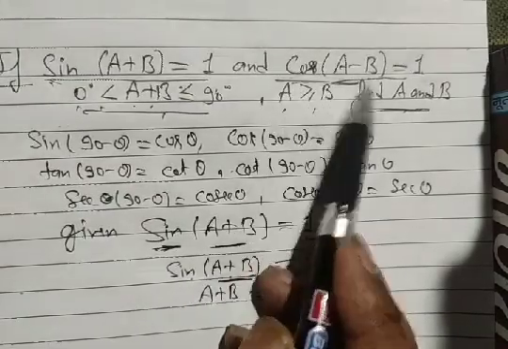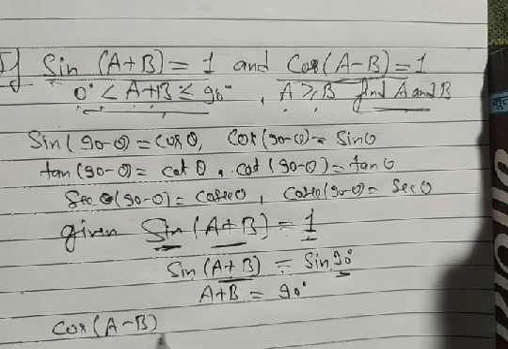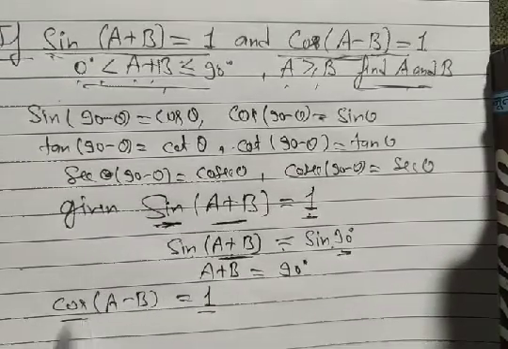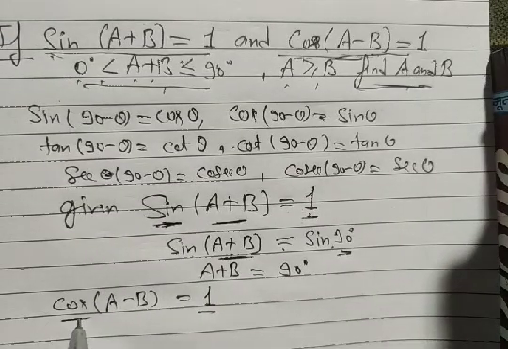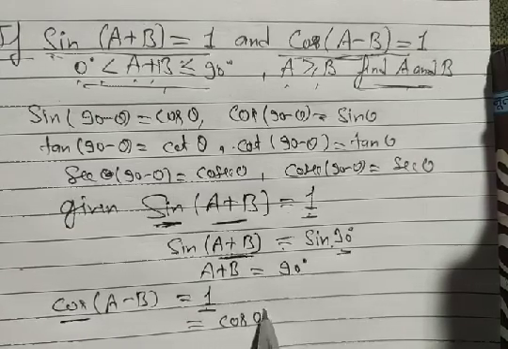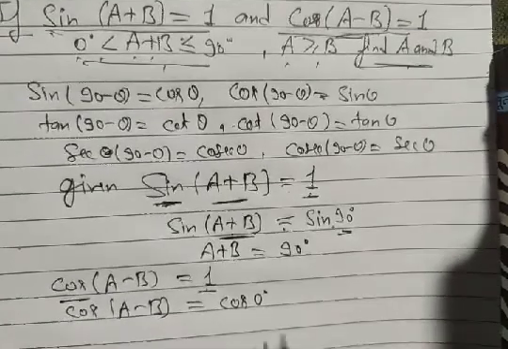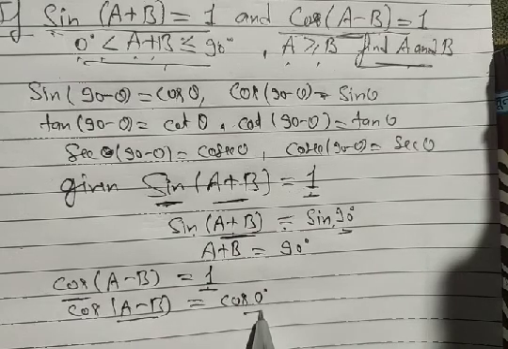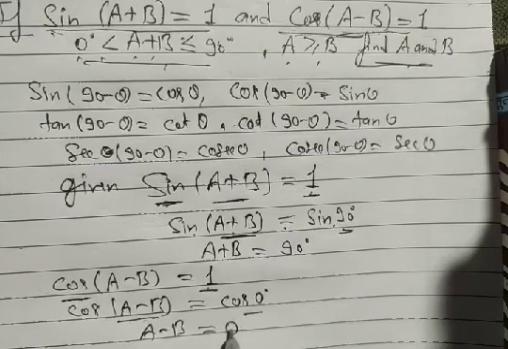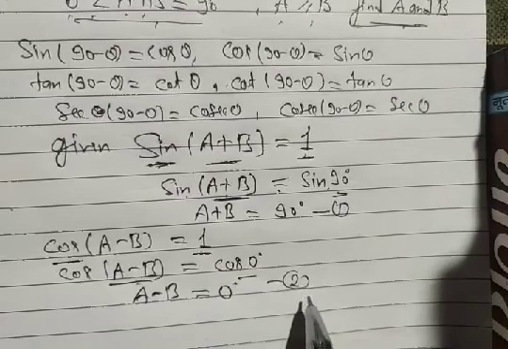Now we take the second equation. We are given cos of a minus b is equal to 1. With respect to cos, we get 1 when the angle is 0 degrees. Then cos of a minus b is equal to cos 0. Cos x equal to cos y only happens when the angles are equal. Then a minus b is 0 degrees.